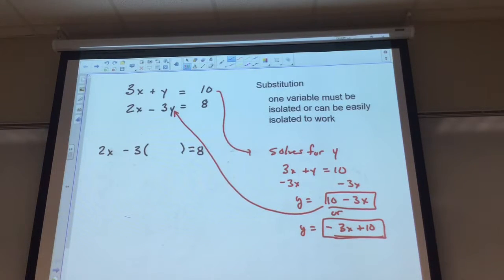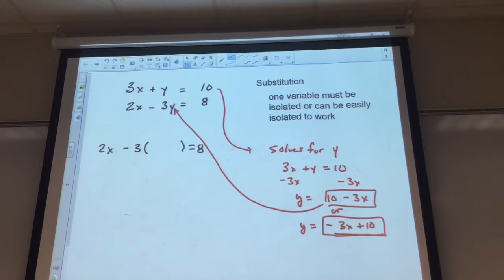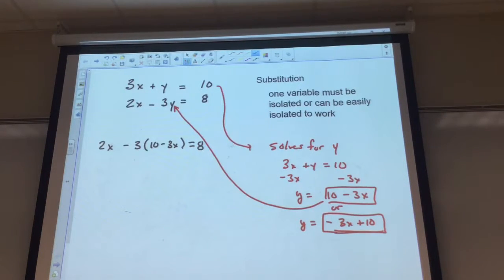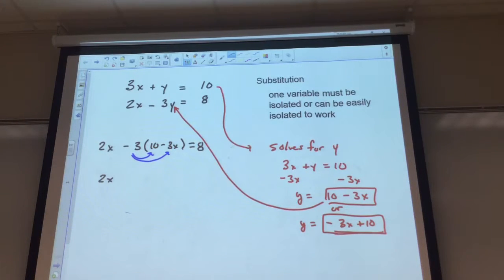So in this case, do you have a preference, 10 minus 3x or minus 3x plus 10? Does it make a difference to you? Then pick one. 10 minus 3x. Now you got a distributive property over here. Negative 3 gets multiplied across the contents of the problem. So nothing happens with the 2x yet.